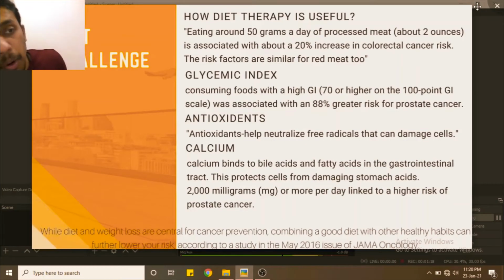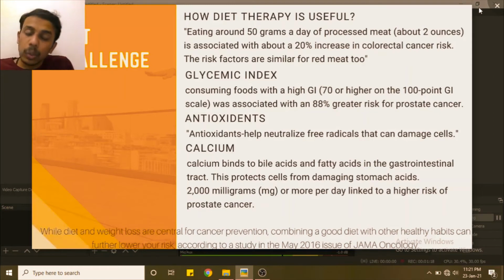But the very important thing is diet. The reason why I'm focusing the majority on diet is we have a very wrong way of eating. Two things which we all love, meat and carbohydrates. They have shown a lot of improvement in cancer cell regeneration. So if you can see, there has been at least a 20% increase in colorectal cancer, that is the cancer of your large intestine, because of consumption of processed meat and also red meat.